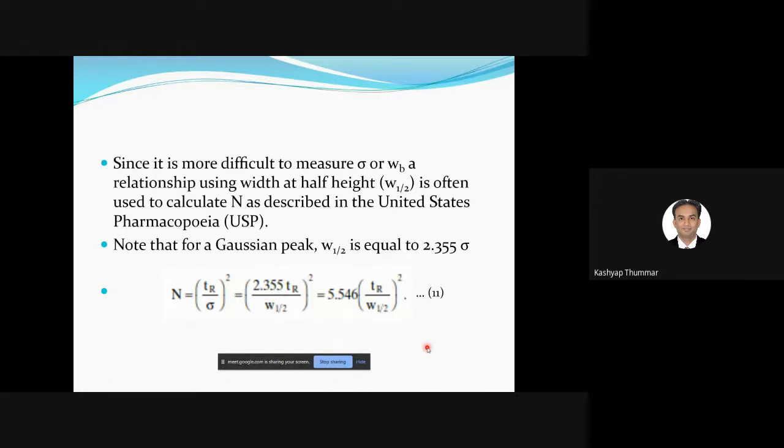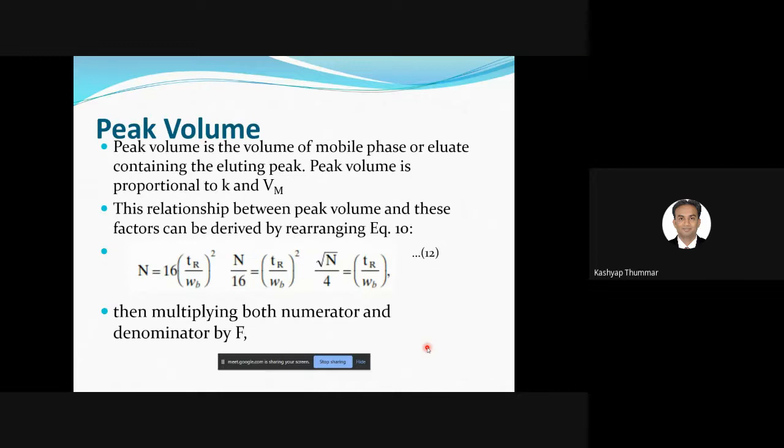So as per USP, this is the equation, and now we are moving towards the peak volume. Peak volume is the volume of mobile phase or eluate containing the eluting peak. Peak volume is proportional to the retention factor as well as the volume of mobile phase. So again, retention factor and all these terminologies are linked together. One parameter affects another parameter. The relationship between peak volume and this factor can also be derived by rearranging these equations.